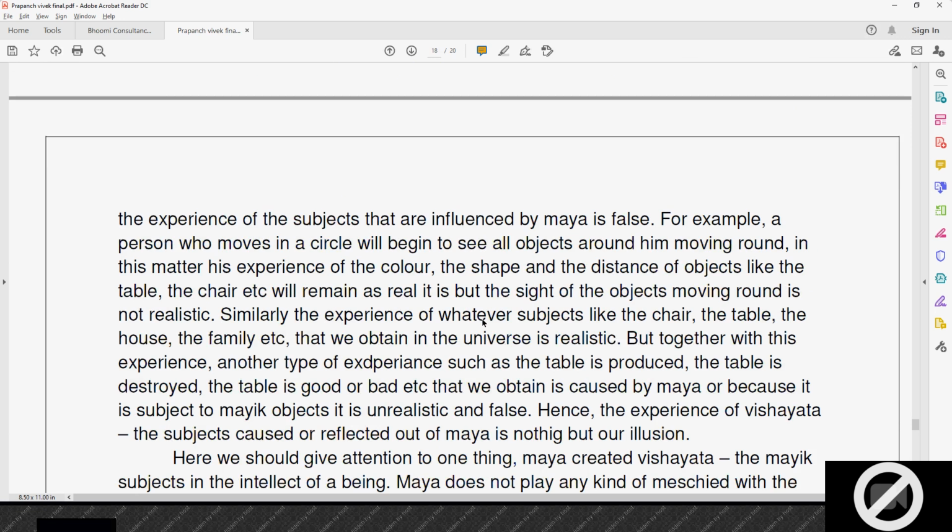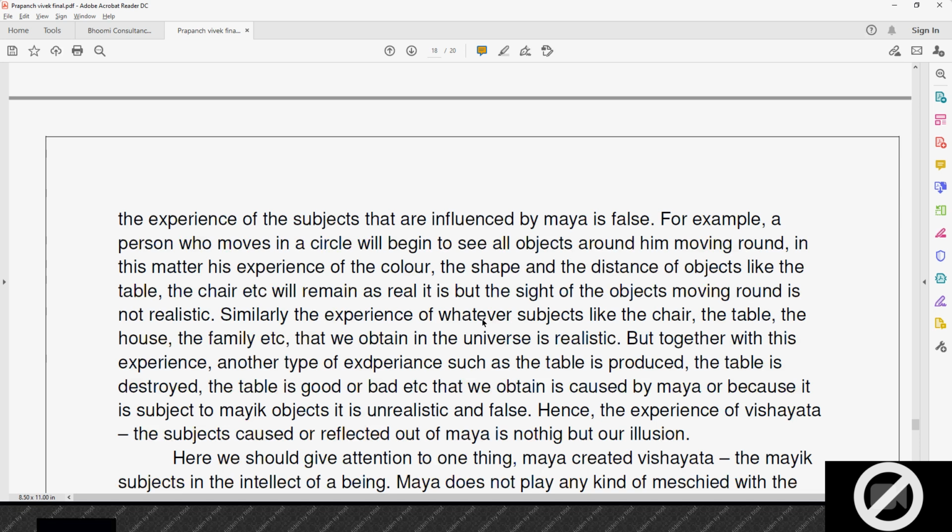So, this explains that Mayic objects which are produced in our intellect under the influence of Maya are known as Vishayata, and the objects of the universe which are in their real form, the form of Brahma, are known as Vishaya, the subject. We attain the knowledge of that object through our senses, and then we develop an illusionary image of that same object. Under the influence of Maya, Vishayata means the Mayic objects similar to the subjects of the universe are created in the intellect of beings. So the object under the influence of which we are is not the Vishaya. It is not the form of Brahma, but it is the illusionary image of the object which we have created in our mind. So we are under that influence.